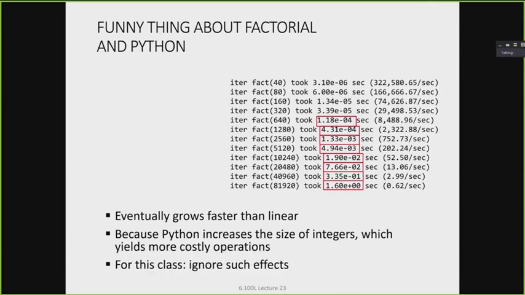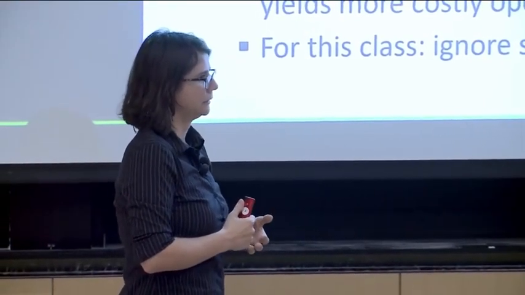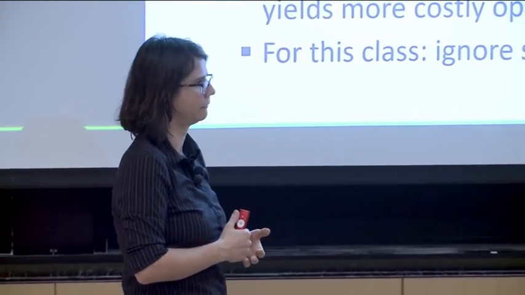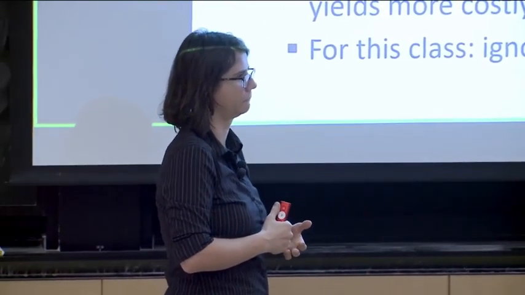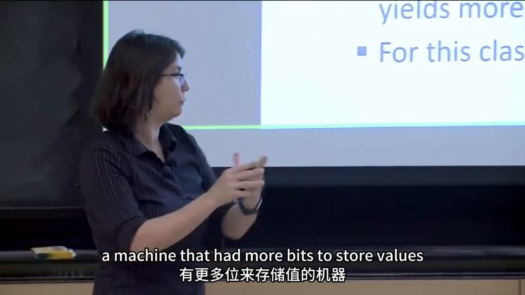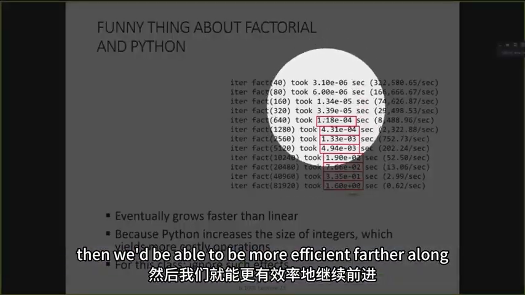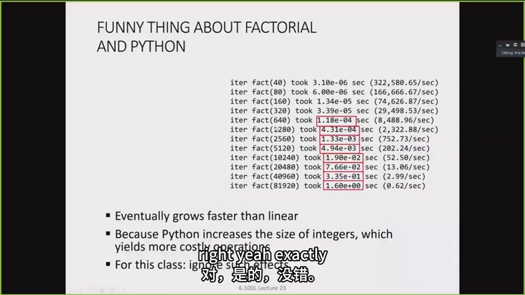So does that mean that the errors depend on the ability of the machine to store the values, as opposed to just the general stuff? Yeah, so if we used a machine that had more bits to store values, then we'd be able to be more efficient farther along. Yeah, exactly.